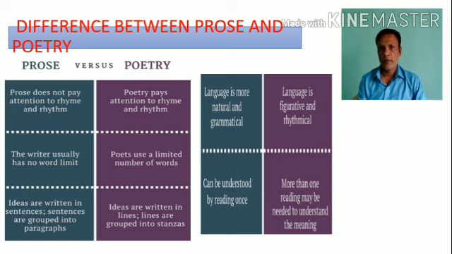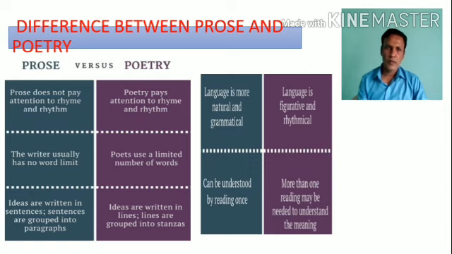The next feature of a poem is that there are lines. In prose there are sentences, but in poetry there are lines, and lines are used to form stanzas. Means lines and stanzas are the features of poetry. Another feature is that the language is figurative and rhythmical. Rhythmical means musical. Musicality is one of the features of poetry. And figurative language: the poet does not convey his idea directly. On the contrary, he conveys his ideas with the help of symbolism, with the help of figurative language.